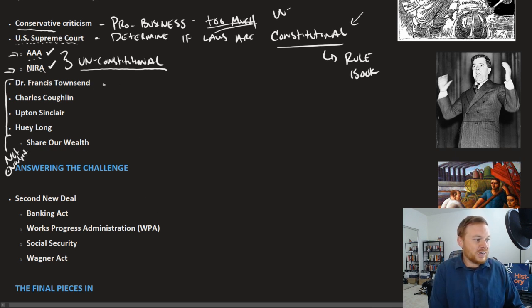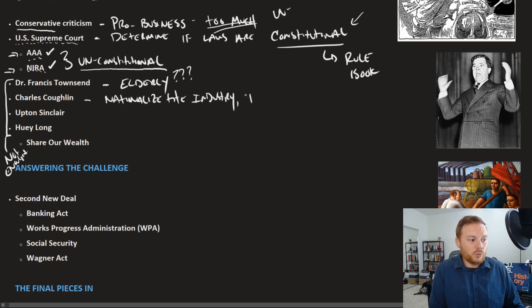Dr. Francis Townsend raised the question about, what about the elderly? Remember that Roosevelt had a lot of work programs. What if you were too old to work? Then what should you do about that population? Charles Coughlin wanted Roosevelt to go even further with nationalizing the industry, that he still didn't do enough for the people, as he called them. Too much for banks, too much for businesses, more should be done for the people.